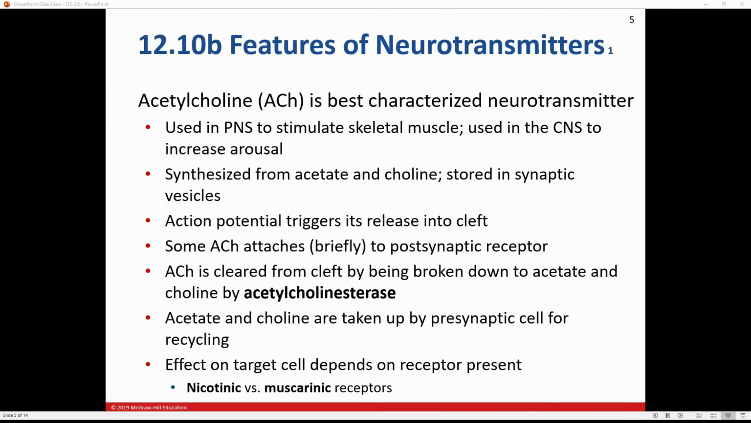You should know acetylcholine. It's our number one neurotransmitter. It's everybody's favorite, of course. It's used in the peripheral nervous system to stimulate skeletal muscle. It's always excitatory on skeletal muscle. It's used in the central nervous system to increase arousal. It's synthesized from acetate and choline. Action potential triggers its release into the synapse. It's going to attach to ligand-gated cation channels, and then it's going to be broken down with acetylcholine esterase.